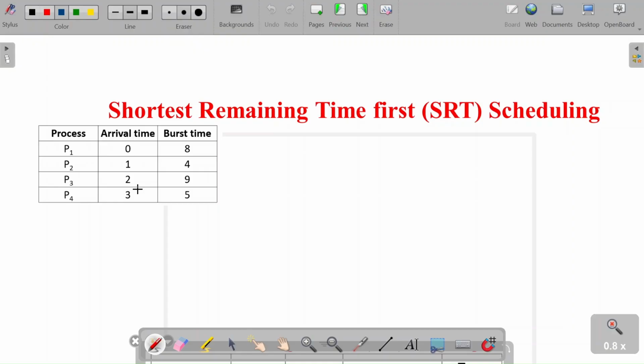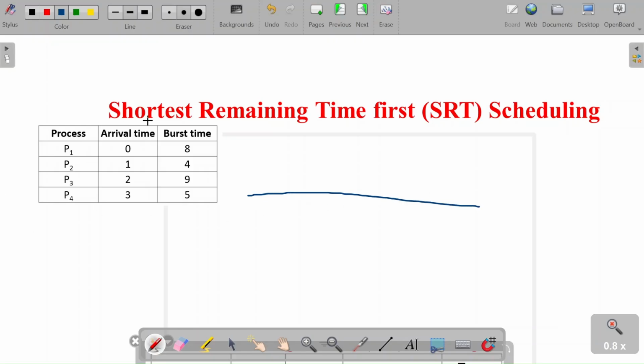So how does the preemptive version work? Here the arrival time has been given, so we have to work with the arrival times. At time 0 only P1 is here. At time 1 P2 arrives. At time 2 P3 arrives. And at time 3 P4 arrives. So each process is arriving at a different time slot.